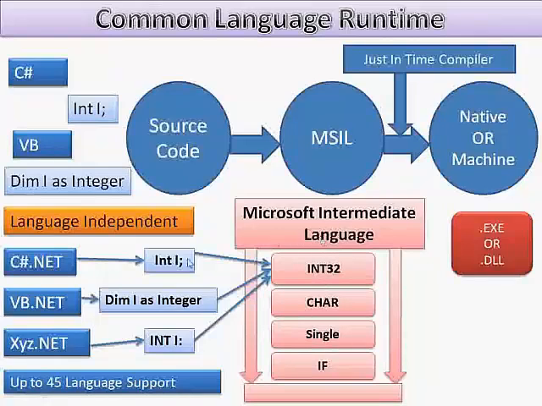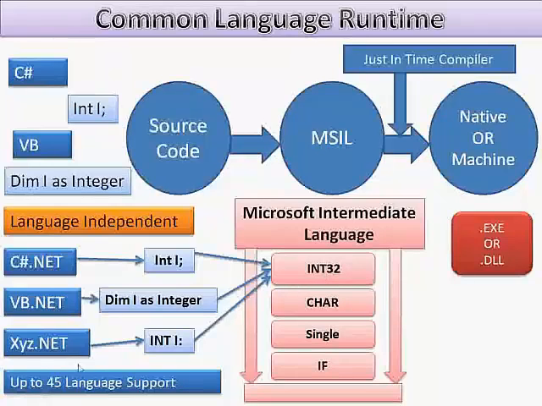Now suppose I type code in C# like int i semicolon. Now this integer variable is mapped with the MSIL integer variable and it becomes C# .NET. If the VB integer variable is mapped with the MSIL integer variable, then it becomes VB.NET.